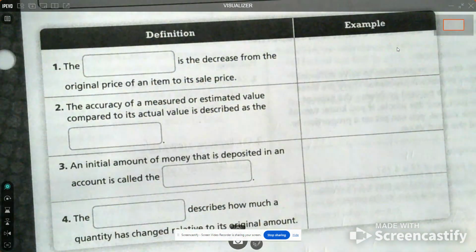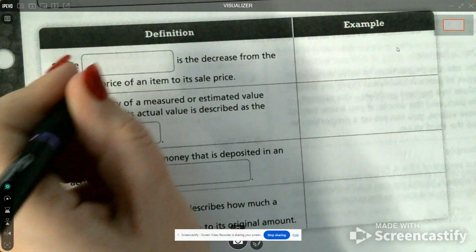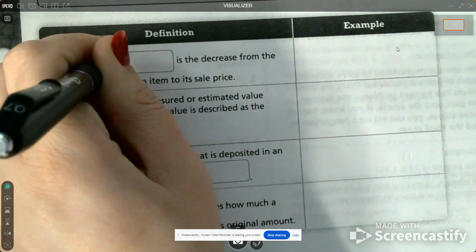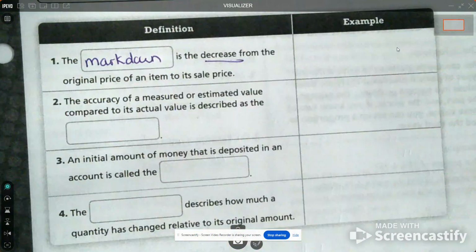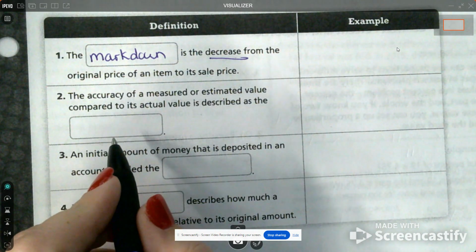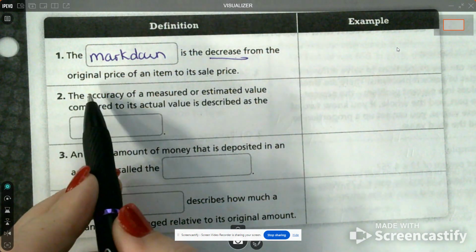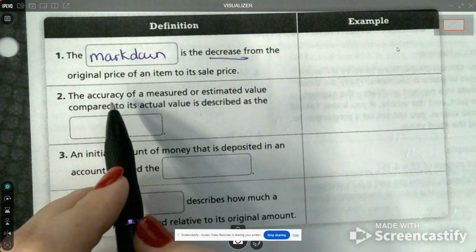For the vocab review, help me out here. The blank is the decrease from an original price of an item to its sales price. What did you put, Bryson? Number 1. Well, yeah, the markdown is a decrease, whereas markup is increase. This one actually wasn't listed, so they kind of tricked you. But it's the accuracy of a measured or an estimated value compared to its actual value.